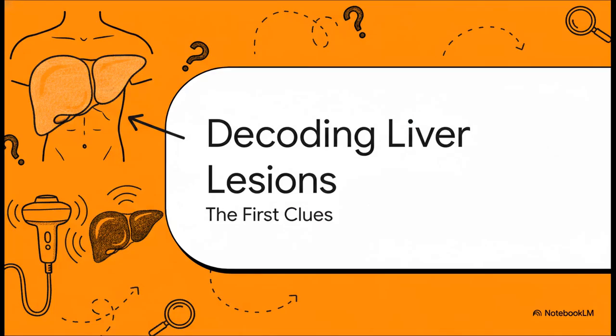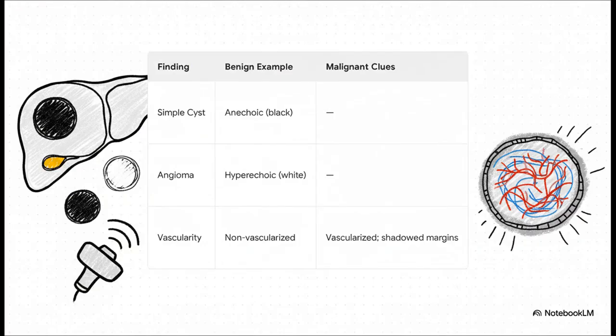All right, let's do this. Time to open our first case file, a mystery spot in the liver. Now, the very first tool a radiologist is going to pull out of their bag is usually the ultrasound. This is what gives us our first batch of clues. So, ultrasound is pretty cool. It uses sound waves to create a picture.